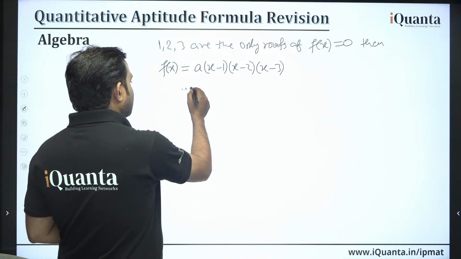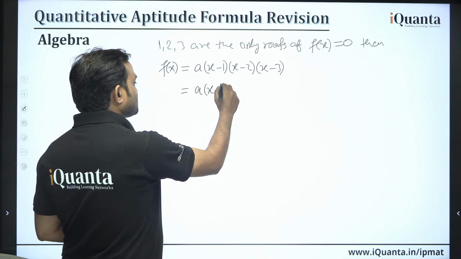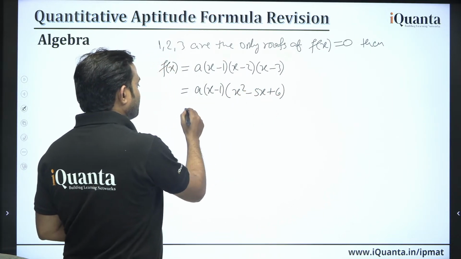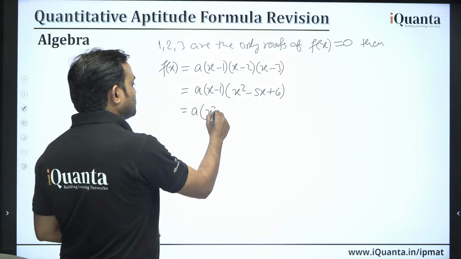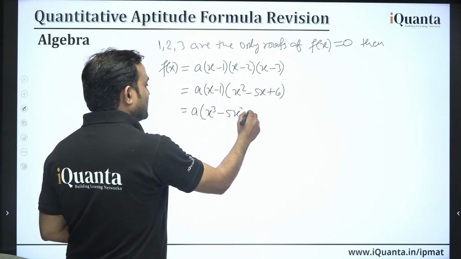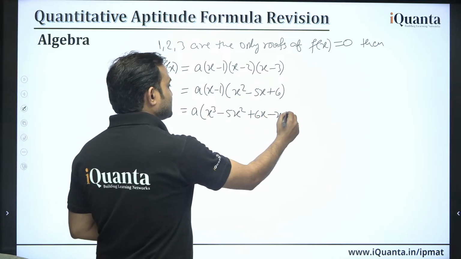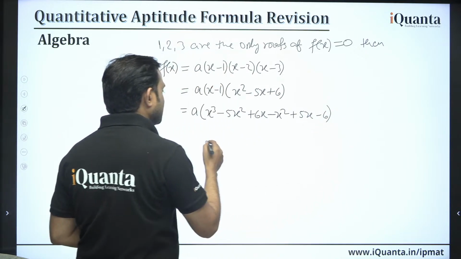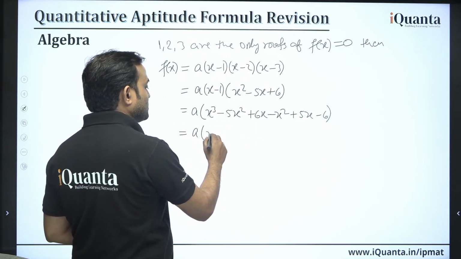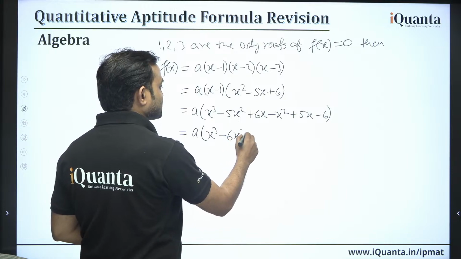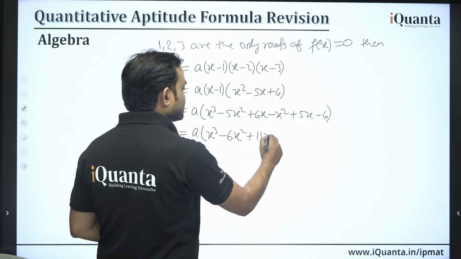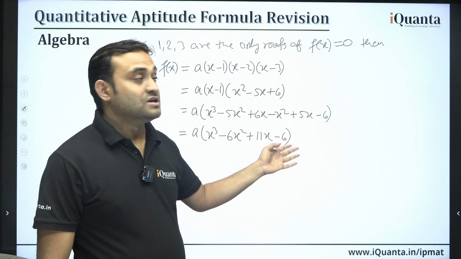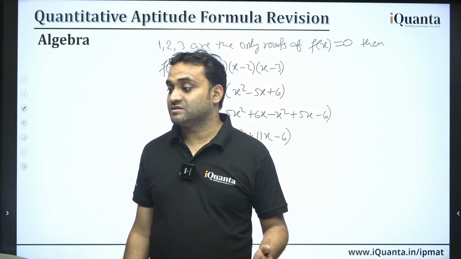जैसे देखो, इससे मल्टीप्लाई कर सकते हैं ऐसा, a इंटू x minus 1, and this will be x square minus 5x plus 6. Now if you multiply this, this will be x cube minus 5x square plus 6x minus x square plus 5x minus 6, which gives us a into x cube minus 6x square plus 11x minus 6. See, so this is our equation. If roots are given, we can find the equation. Is that clear now?